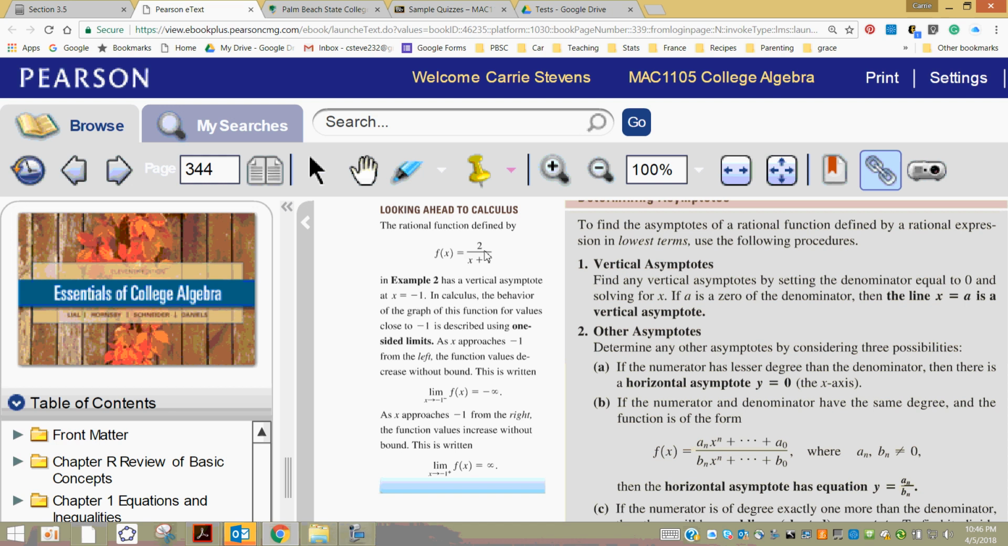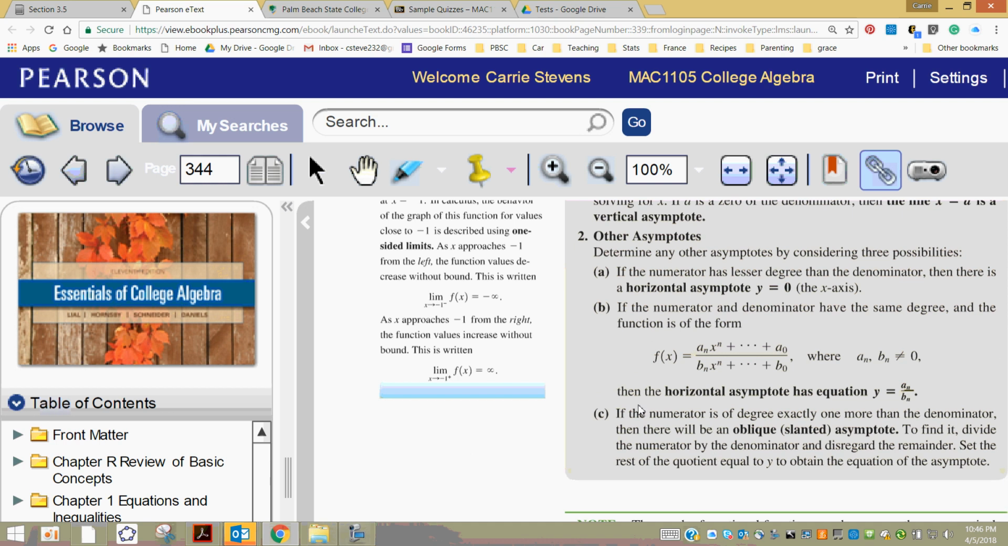The degree of the polynomial on top, the constant 2, has the degree of x to the power of 0. So that has a degree of 0. The denominator has a degree 1. So the top's degree is less than the bottom's degree. So it's bottom heavy. Bottom heavy rational functions have a horizontal asymptote on the x-axis.